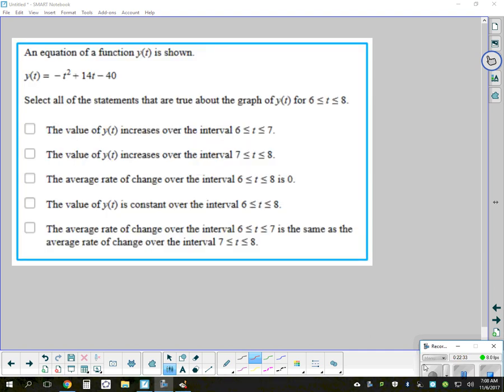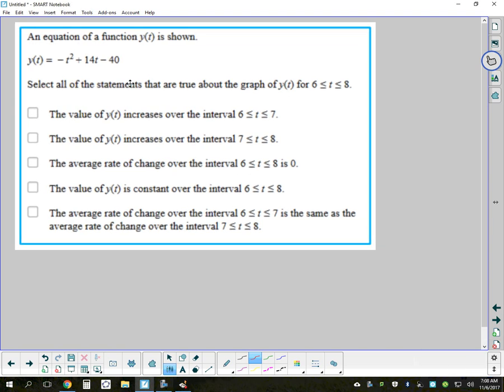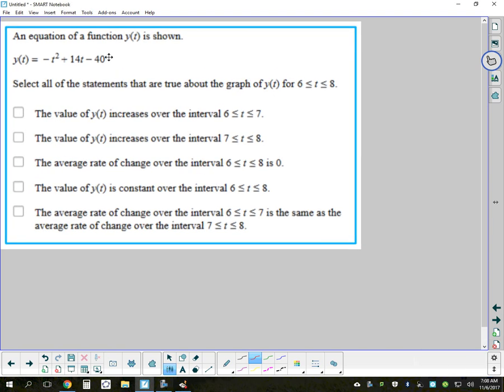Okay, and then we have 2 questions that are from the FAST test, release questions from one of the old tests. An equation of a function y of t is shown. So that doesn't always have to be an x in there, but we know it's still the input. So here's our equation, our function. Select all of the statements that are true about the graph of y of t for 6 is less than or equal to t is less than or equal to 8. So that's an interval they want us to look at on the graph.